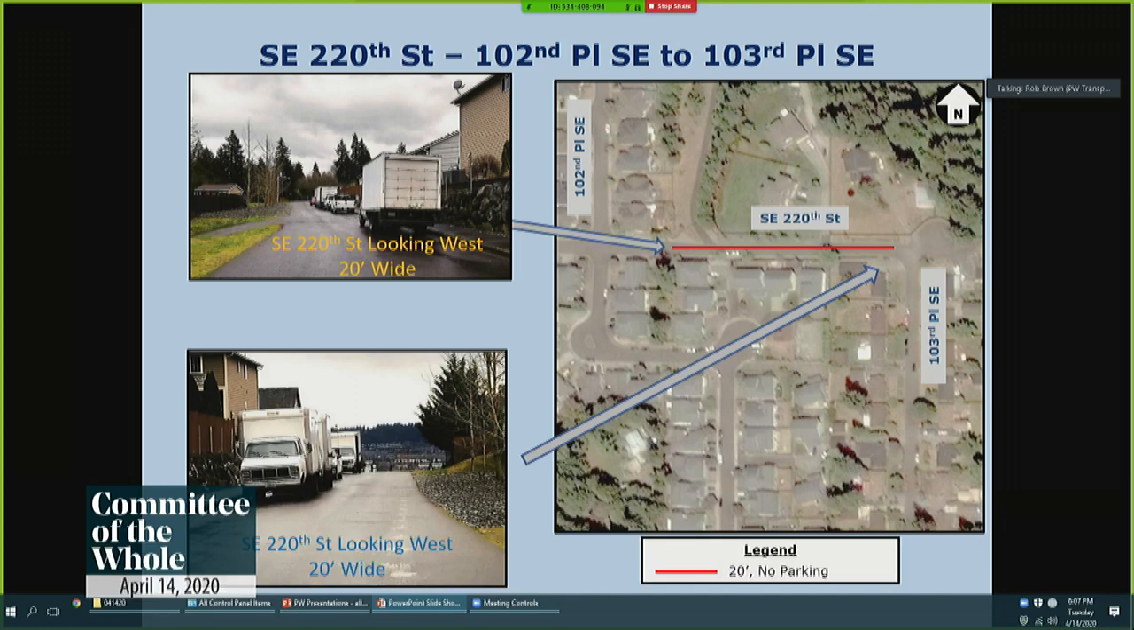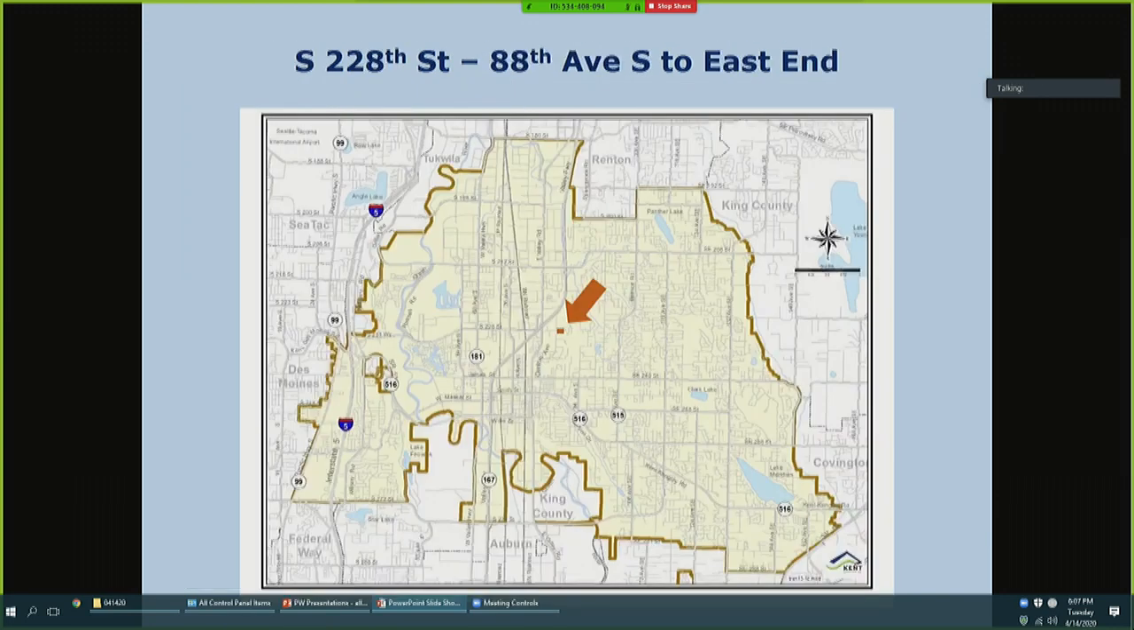This is a short segment. As you can see in the aerial photo on the right side, on the left side are pictures from both ends of the proposed parking restrictions. The paved section of the street is 20 feet wide, which just meets the minimum requirements in our city code for fire access, and meets code for a drivable street, but doesn't meet code for parking. And so we are proposing no parking on both sides of the street in this segment of Southeast 220th Street. Any questions or comments? Okay, next slide, please.